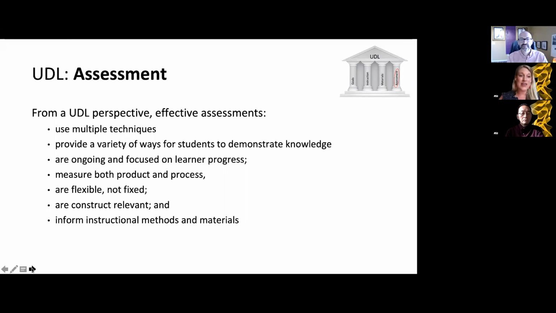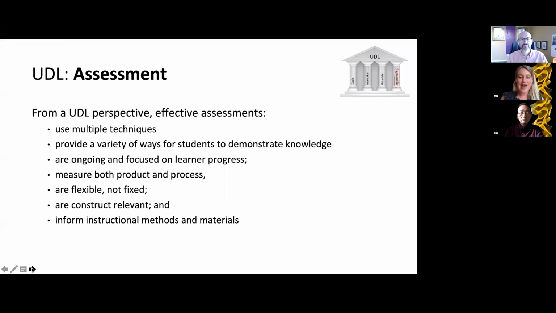They are relevant, and so the assessment must be aligned with my learning objective and the content that I teach. And then this last bullet on this slide, I mentioned it previously when I was talking about collecting ongoing and focused information on my students' progress. I use that information, and you too can use that information to inform your instruction and the materials and methods that you choose to teach.